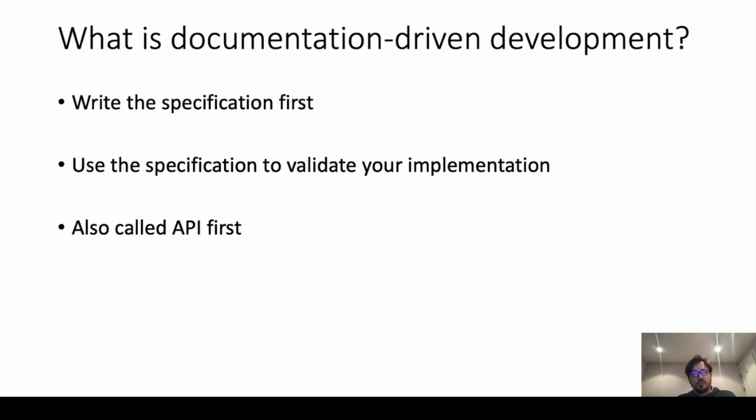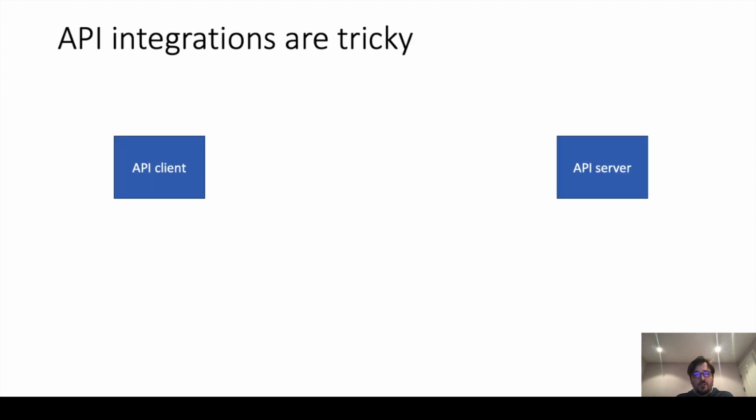So what is documentation-driven development? Well, this is an approach where you write the specification first for the API and then use the specification to validate your implementation. This is an approach that is sometimes called API first, emphasizing the idea that you first design the API and then you make your implementation against it. To illustrate why I think this approach is important, I brought an illustration here.